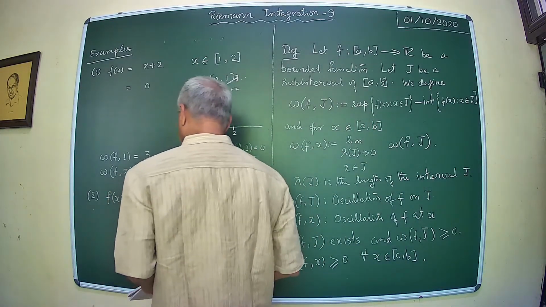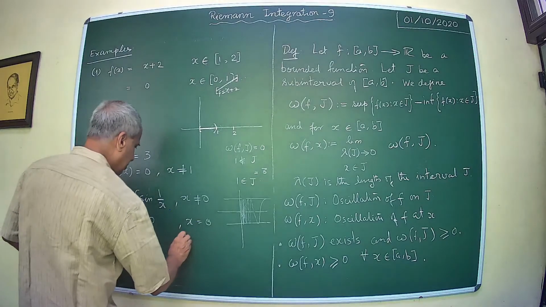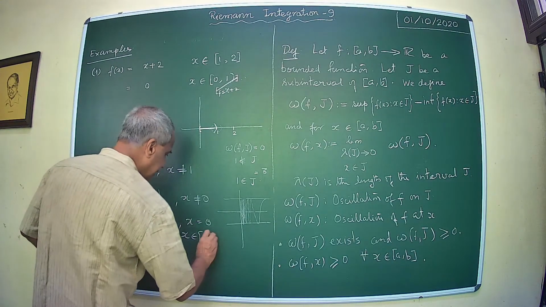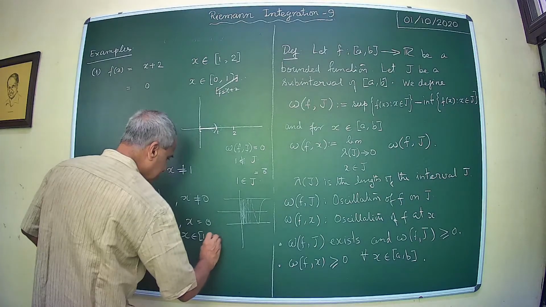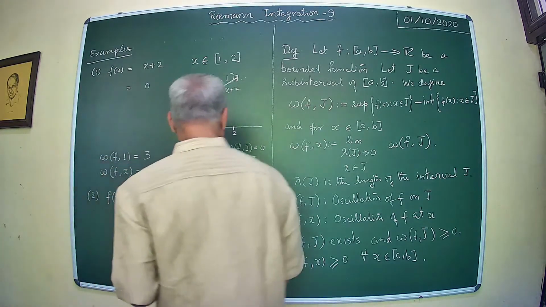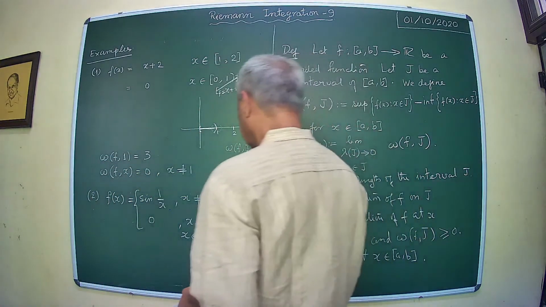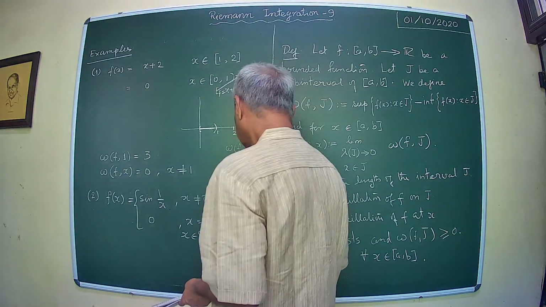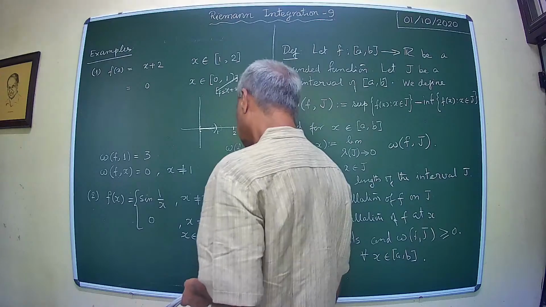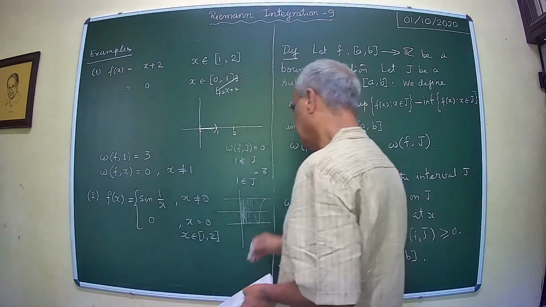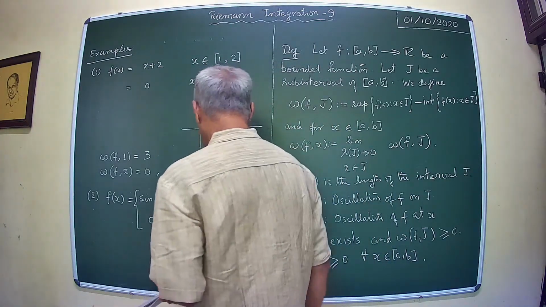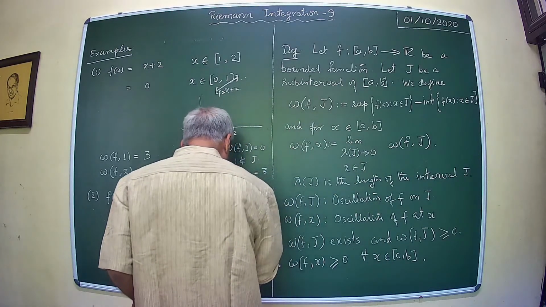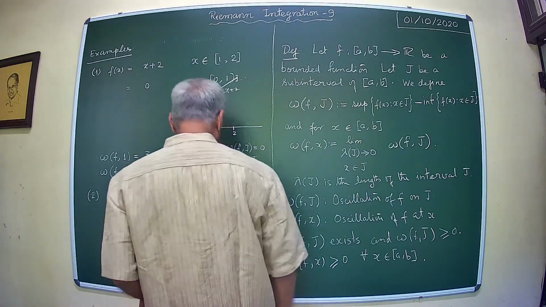Okay, let us take x belonging to interval 1 to 3. Something like that. So what happens is the function oscillates, and at 0, you are defining the function to be 0.